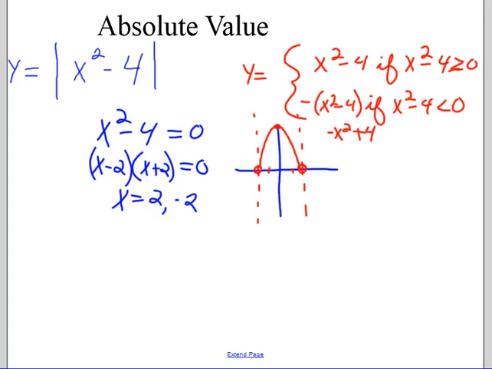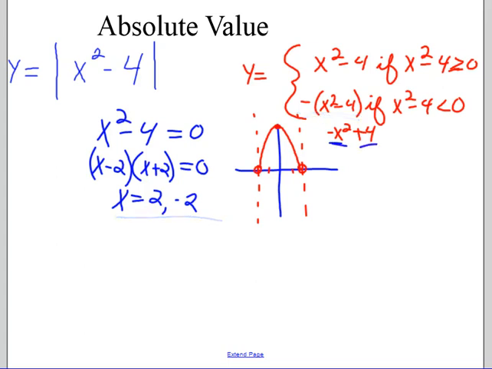Now if I plug the number 0 into here, I get negative 2 times 2, that's negative. So in between these 2 points, this function is negative. When that function's negative, you have to take the absolute value of it, you have to take the opposite of it. So this equation is the one I'm going to graph in between those 2 points. Distribute the negative sign, I get negative x squared plus 4.